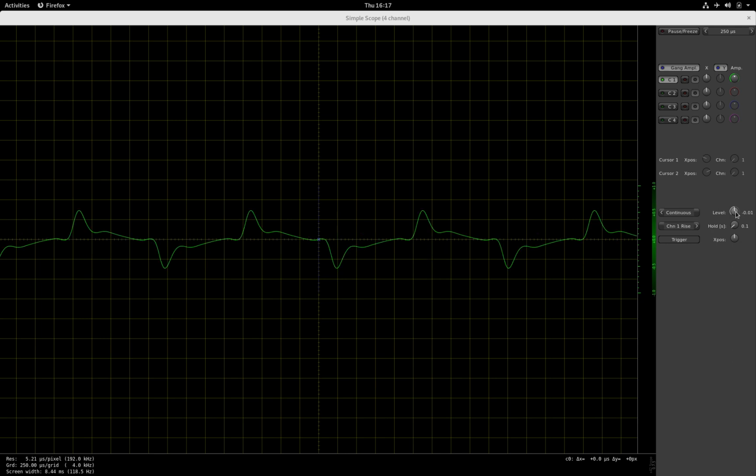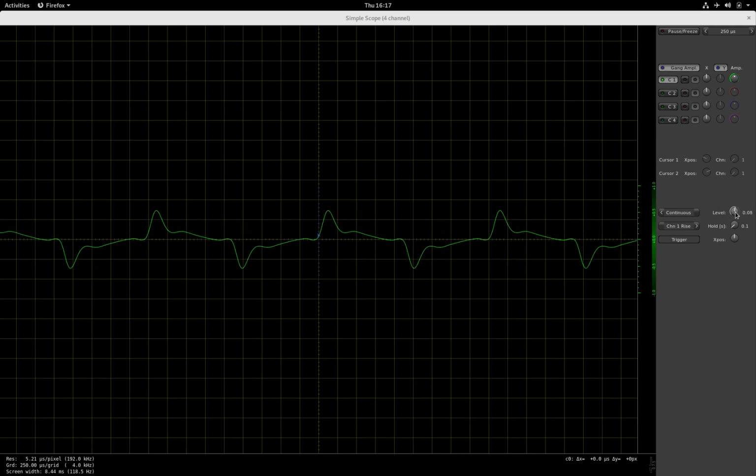I don't know if we might get a more reliable trigger point somewhere around, yeah. Okay, now we have a more reliable triggering. And what I will now do is I will do the same as before. I will increase the frequency of the input signal.